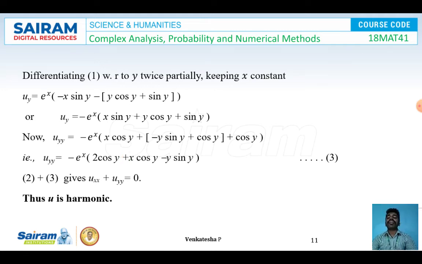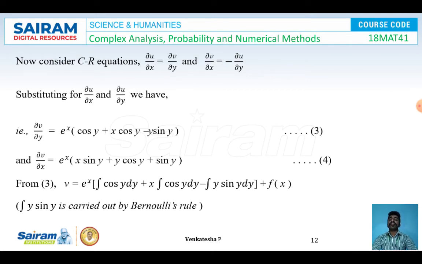Now if I add equation number 2 with equation number 3, this equation, I got u double x plus u double y is equal to 0. That is, dou square u by dou x square plus dou square u by dou y square is equal to 0. I got it. Hence I can say u is a harmonic function.